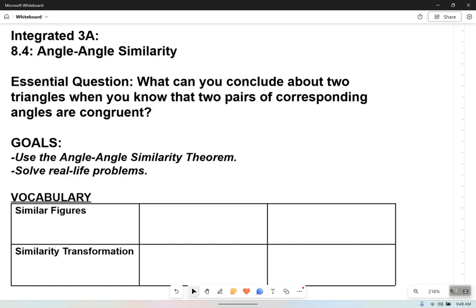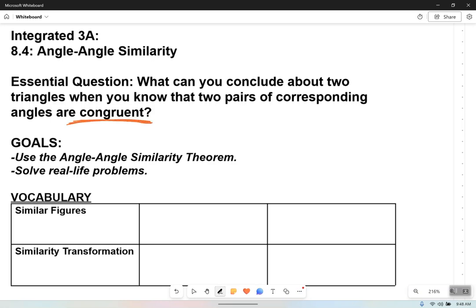So you guys are right. Angle similarity is what we're going to look at here in terms of a title. So, essential question. I'll read this real quickly. You guys follow along. It says, what can you conclude about two triangles when you know two pairs of corresponding angles are congruent? Now, we kind of talked about this right here, kids.